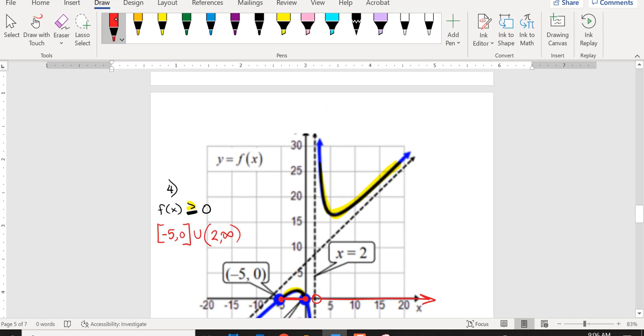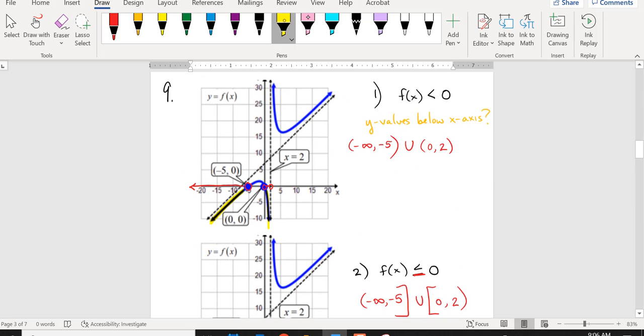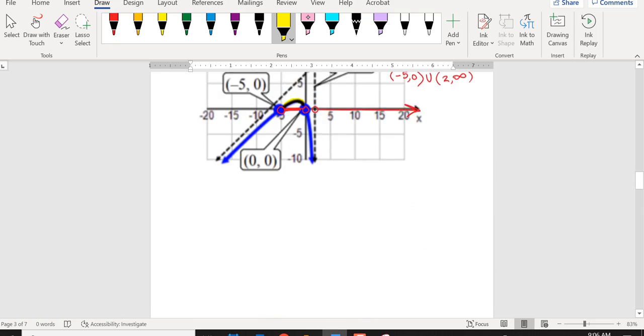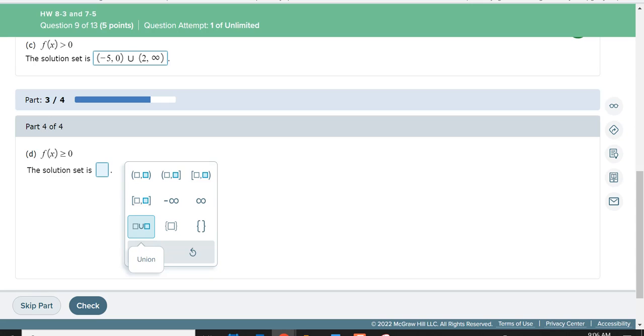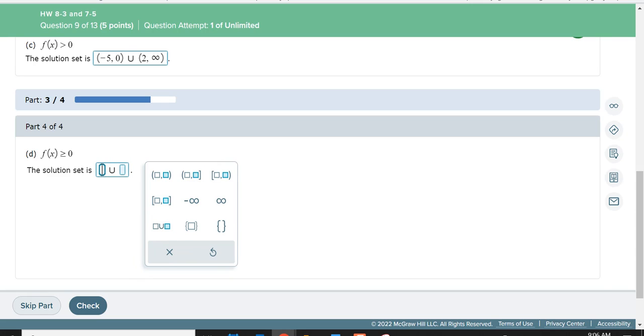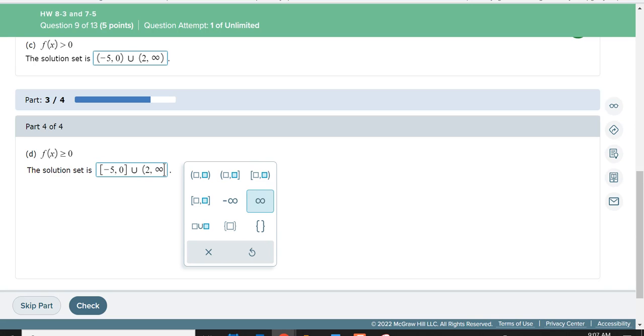So real quick, if you're wanting to know where the function is greater than 0, you're wanting the y values that are above the x-axis. If you're wanting to know where the function is less than 0, you're wanting to know where the function is below the x-axis. All right, let's go put those in for our answer number 4. We would have -5 to 0, and then from 2 to infinity.